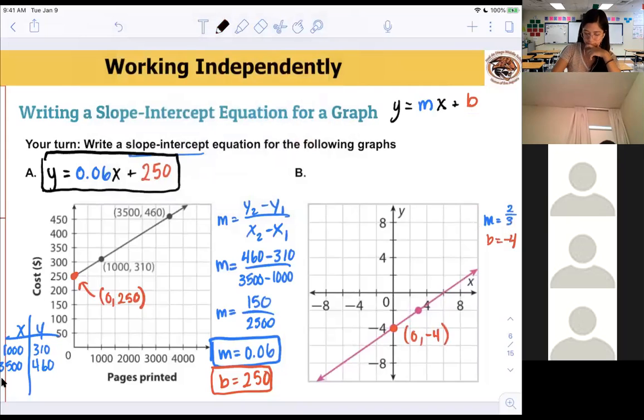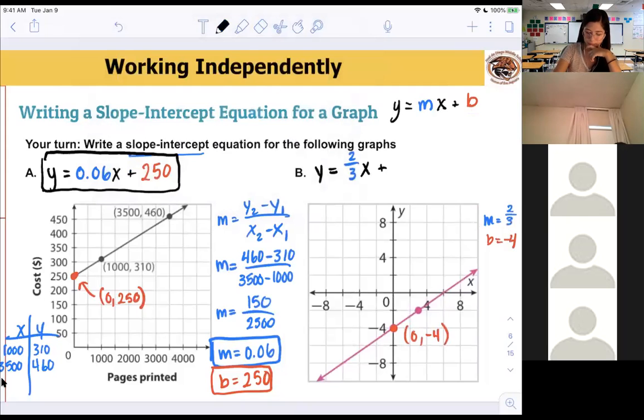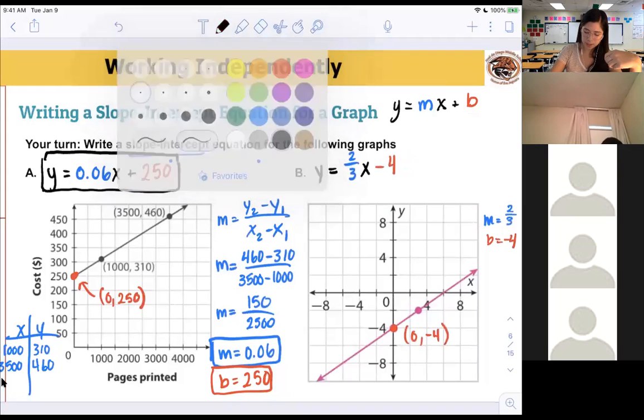Y equals 2/3 x plus -4. Perfect. And since I'm doing plus -4, I can clean that up a little bit. And remember, when you add a negative, it's the same thing as just subtracting. So rather than writing plus -4, what can I write? -4. Just -4, exactly. So y equals 2/3 x minus 4. That's the equation. That's it.